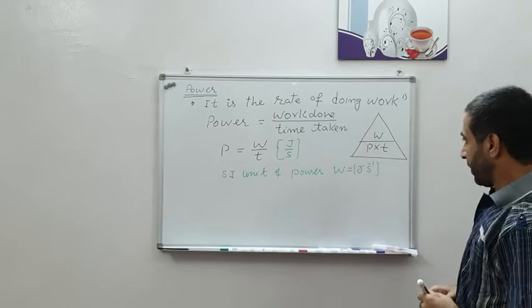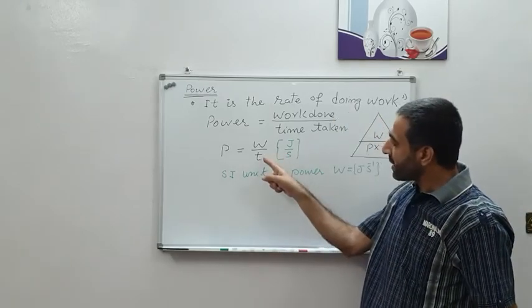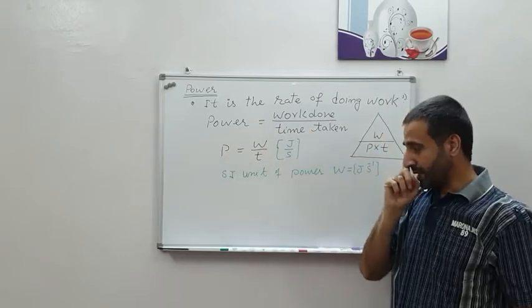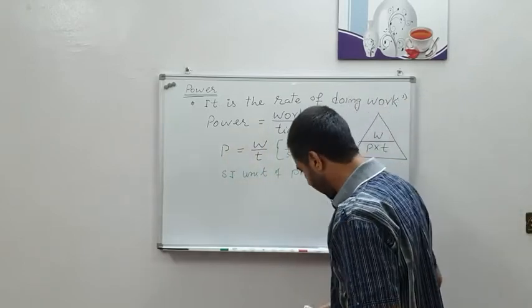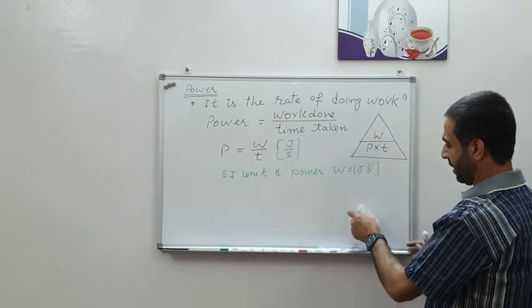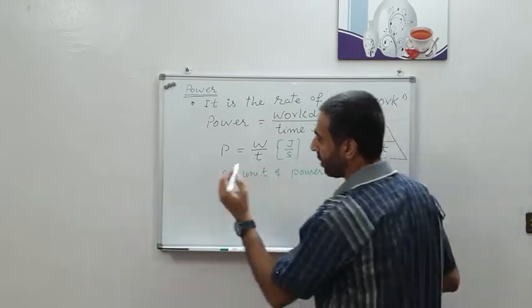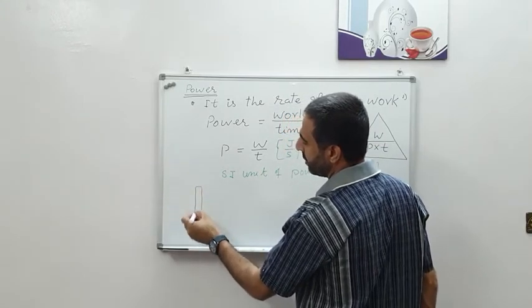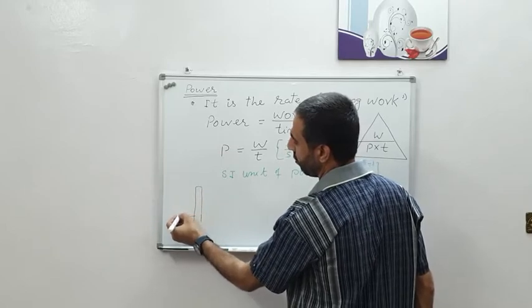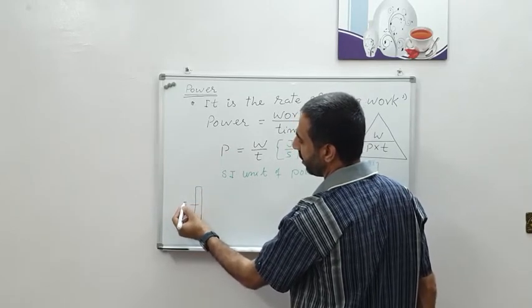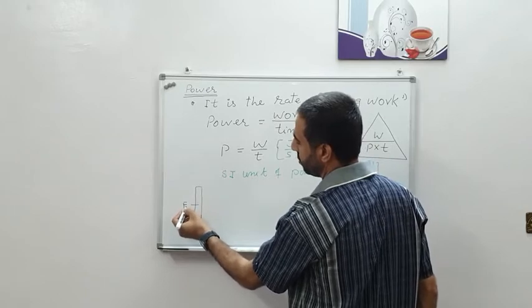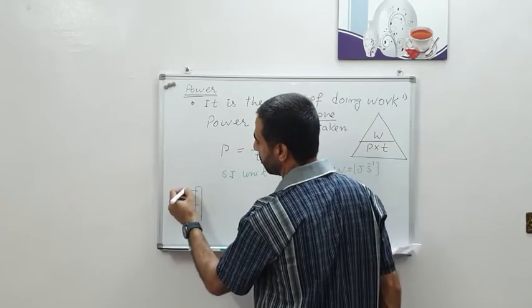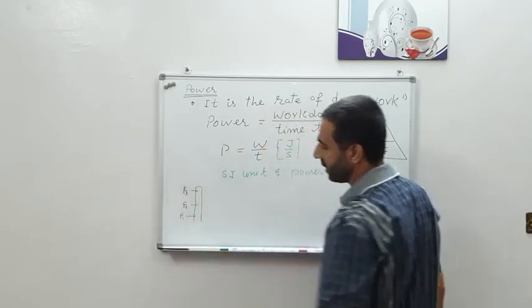So you see that the smaller the time taken, the greater the power. One simple example I will give you: if this is a building, and this is floor 1, this is floor 2, story 1, story 2, and you want to go to story 3, like this one, right?